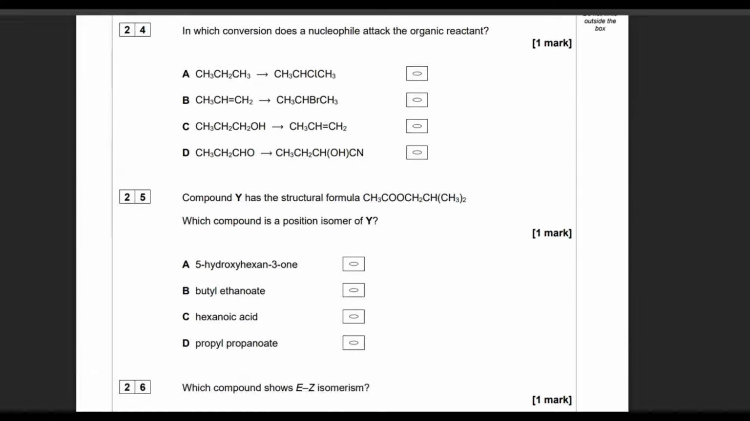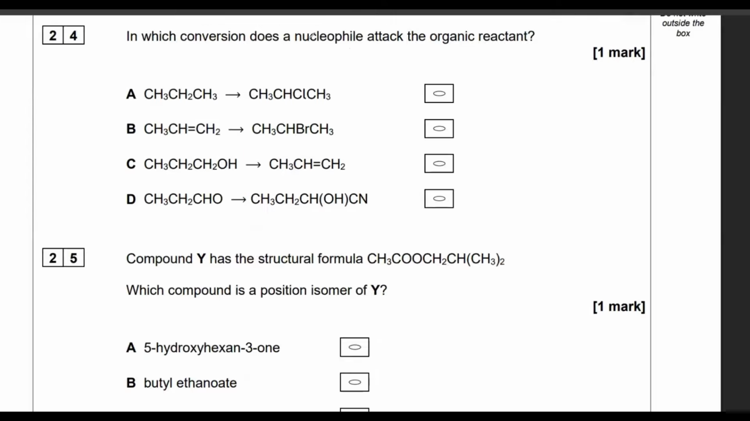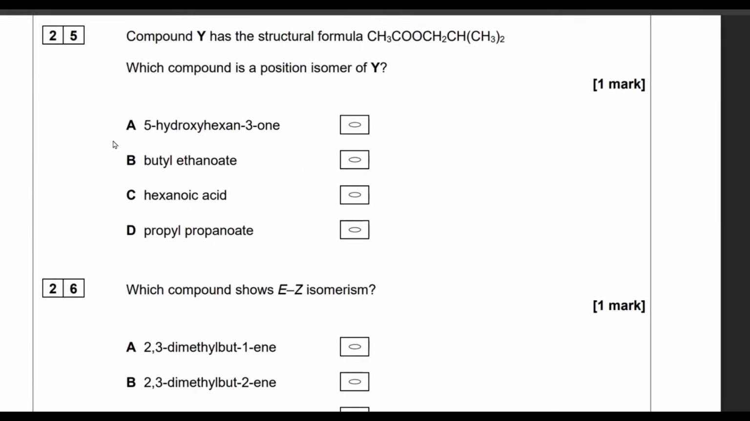Wunderbar. 24. In which conversion does a nucleophile attack the organic reactant? I'm getting tired now, so I'm going to try and speed through. You've got the cyanide here. You should know that the CN minus with a lone pair is going to be your nucleophile. It loves positive things. And of course, we've got an aldehyde over there. We've got propanal. The lone pair there is going to, that should be a curly arrow, attack that delta positive carbon on the aldehyde group.